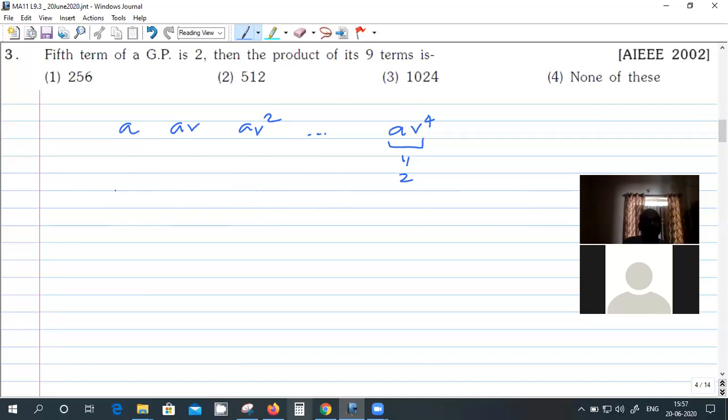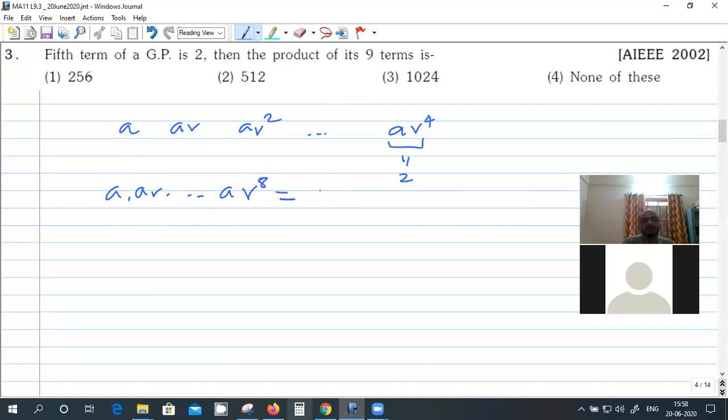And the product of 9 terms will be A into AR into so on, up to the ninth term. What is the power of R in the ninth term? 8. A into R raised to the power 8. So this is what we have to find out. So it will be A raised to the power 8 into R raised to the power how much?